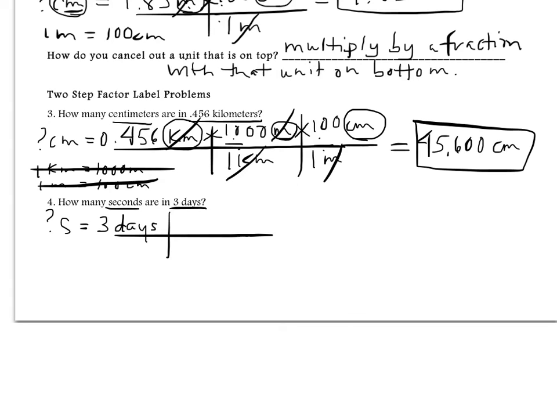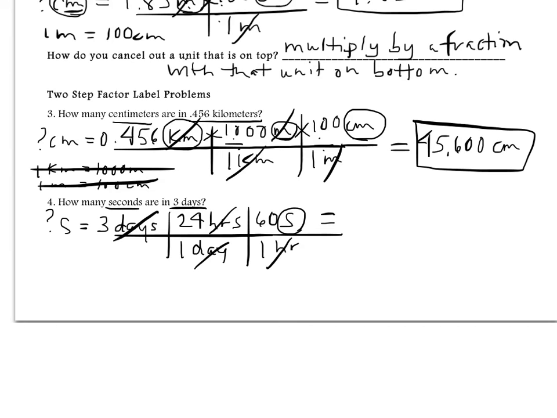Alright, I might not know how many seconds are in a day, but I do know that in 1 day there are 24 hours. So that allows me to cancel out days. And I also know that in 1 hour there are 60 seconds. So I cancel out my hours. Now my only unit left is seconds, which means I'm ready to solve. So I multiply 3 times 24 times 60. I could divide by 1, although it won't change my final answer.